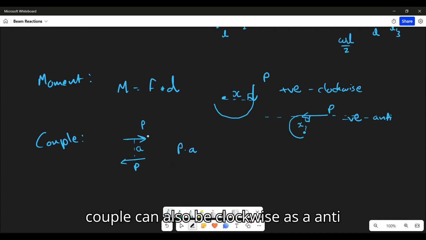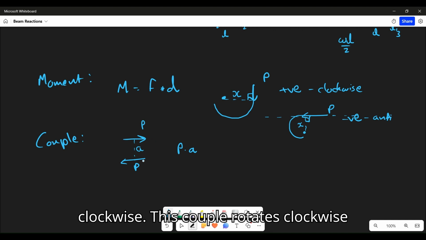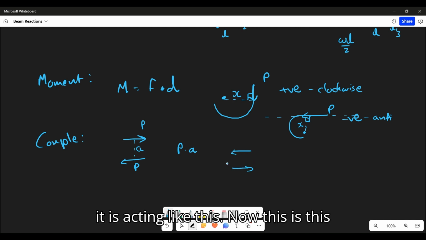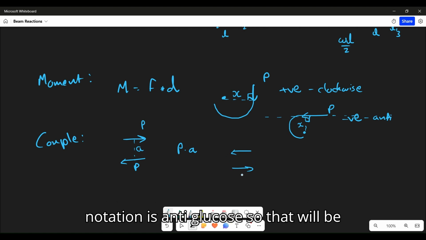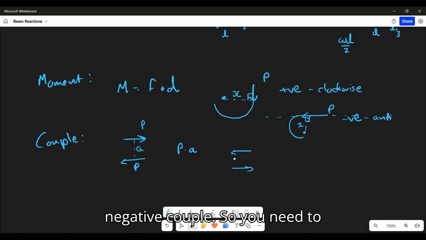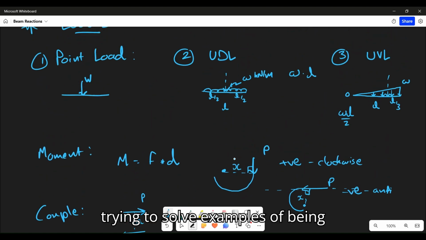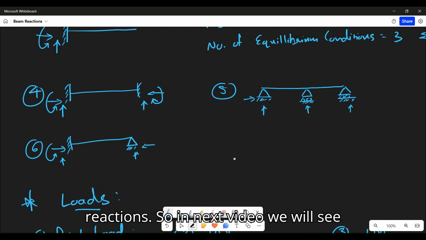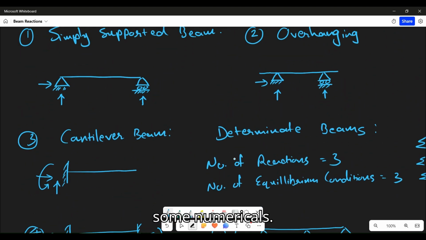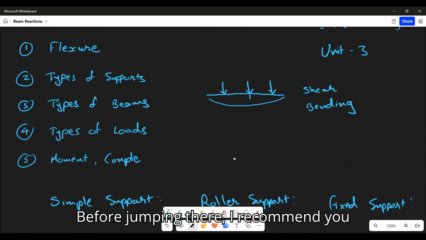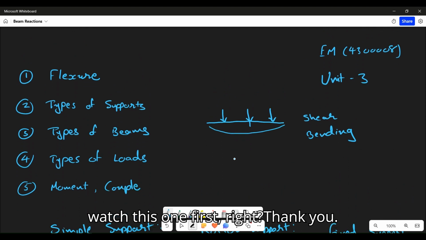Now, couple can also be clockwise or anti-clockwise. This couple rotates clockwise, so we will take it as positive. If we have a reverse couple, it is acting like this. Now this rotation is anti-clockwise, so that will be negative couple. So you need to understand this much before trying to solve examples of beam reactions. So in next video we will see some numericals. Before jumping there, I recommend you watch this one first. Right? Thank you.